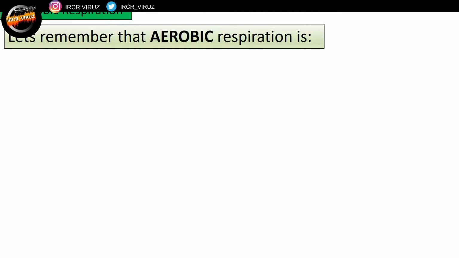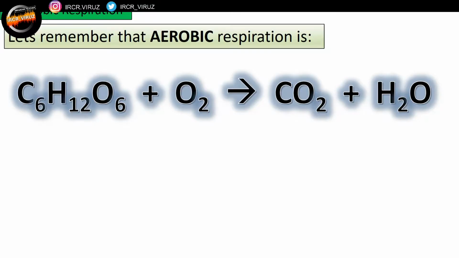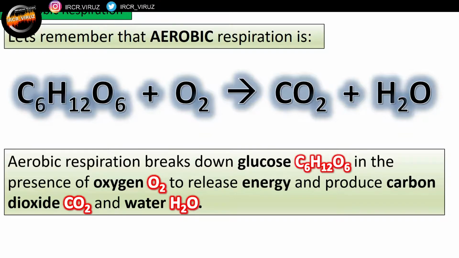So let's see. First of all, let's remember what aerobic respiration is. Okay, so we have glucose plus oxygen gives you carbon dioxide and water, and in the process it releases energy. So aerobic respiration breaks down glucose, C6H12O6, in the presence of oxygen to release energy and produce carbon dioxide, CO2, and water, H2O. Now it's very important you start getting used to the chemical formulas for these components, for the reactants and the products, because at this level you should be able to recognize those straight away.